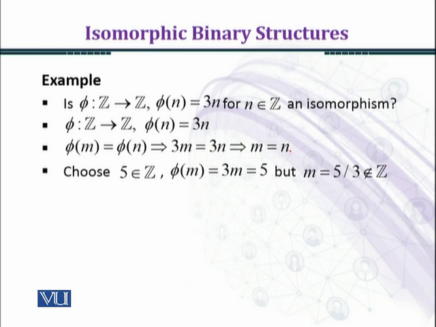Now we choose an element from codomain Z and we have to see whether we can find for every element in the codomain the pre-image of that element. So we take 5 in codomain Z and we have to solve this equation. There exists m such that phi m equal to 5 and by definition we know that phi m equal to 3m, and in this way we shall get the value of m equal to 5 by 3, which is not an integer.